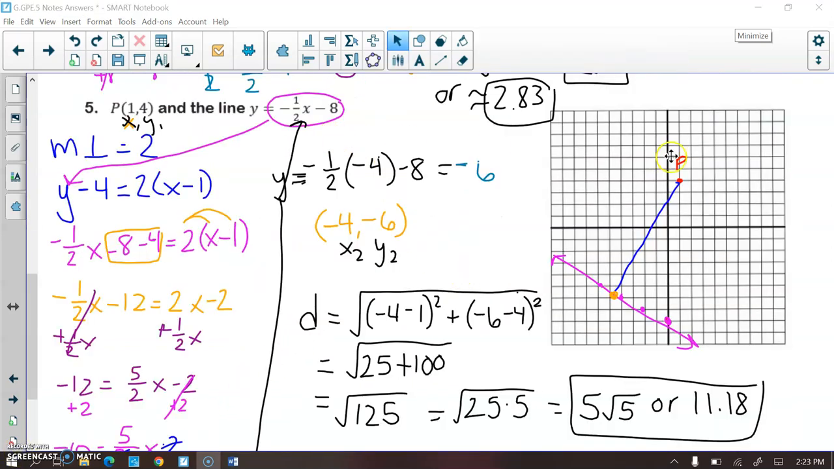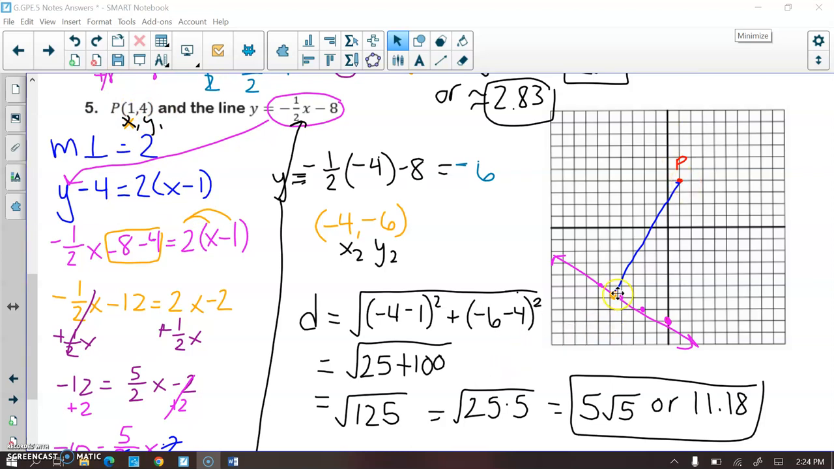Okay, so running through this, I plotted point P and the line y is equal to -1/2 x minus 8. And I want to find the distance between point P and this yellow dot, which would be on the blue line. I need to find the blue line that travels perpendicular to the pink line. So perpendicular to the pink line would give me a slope of 2, and the blue line equation in point slope form would be this, because it goes through point P.